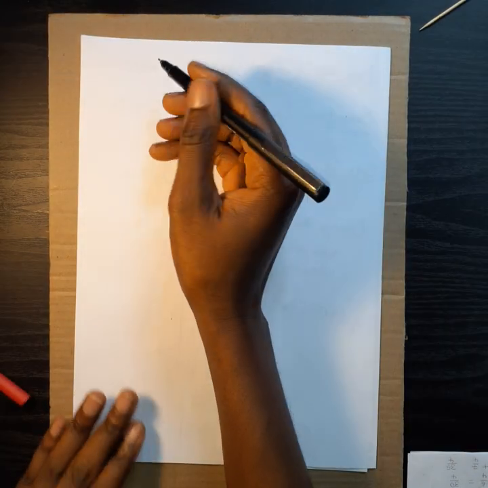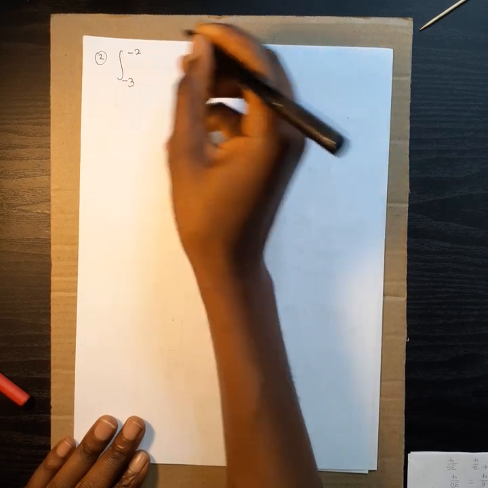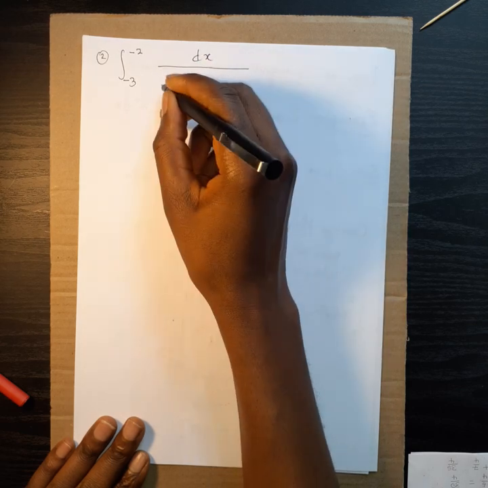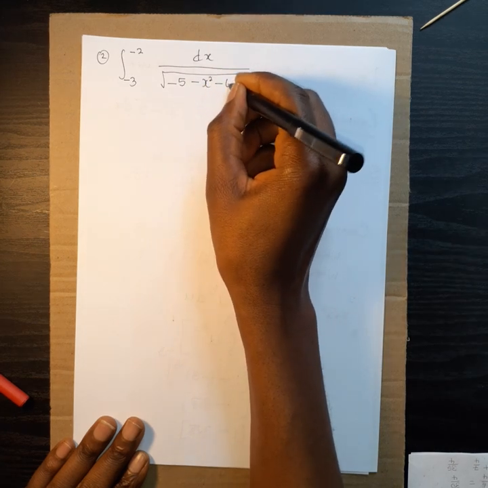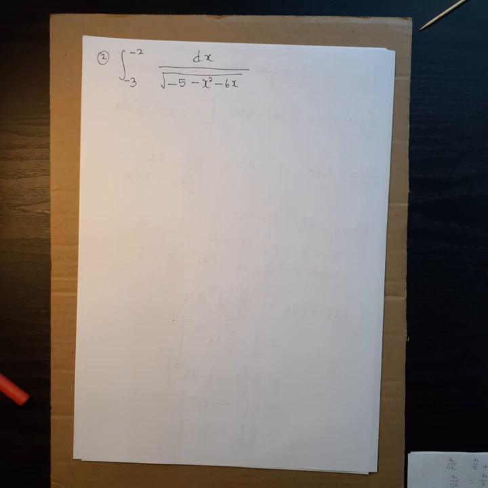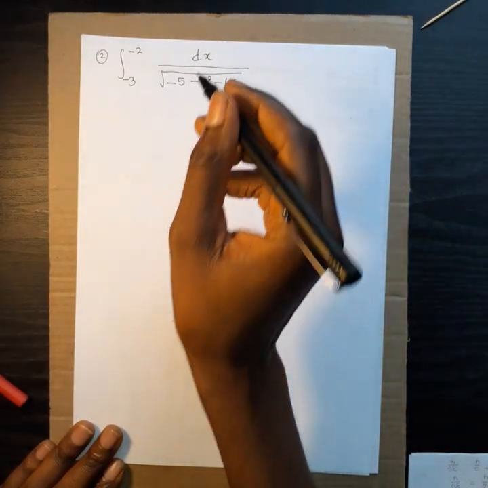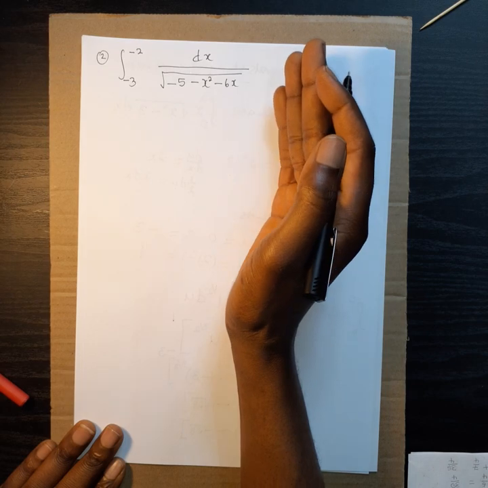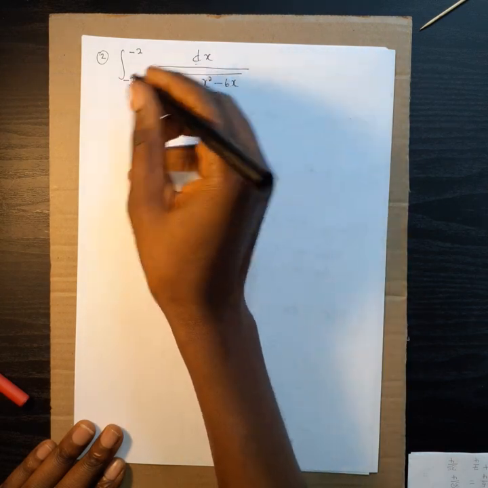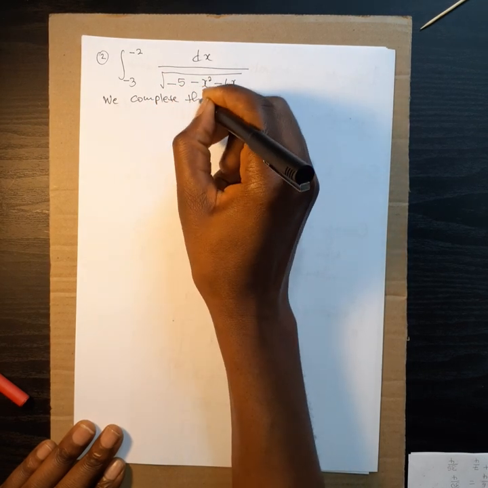The second example is like this. The integral from minus 3 to minus 2 dx over the square root of minus 5 minus x squared minus 6x, like that. We can do this by u-substitution or straight away directly. But the first thing that we observe is that we cannot just say let this be equal to u and then we think we will get the answer we want. So what we do, we observe that we must complete the square.